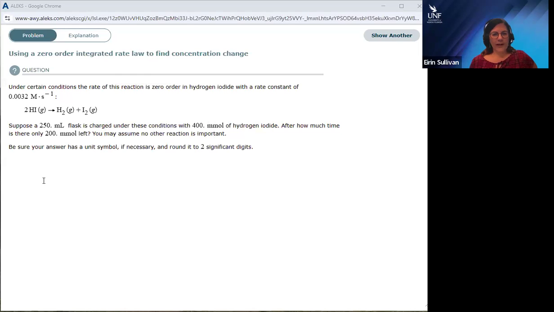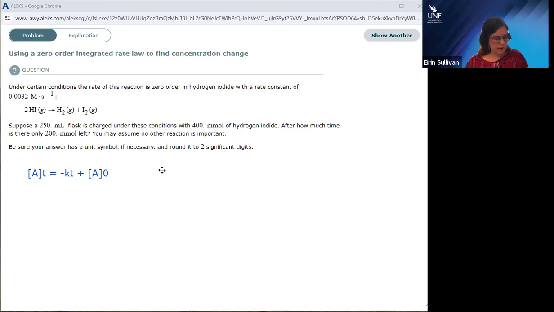Using a zero-order integrated rate law to find concentration change. So we're going to use the integrated rate law for a zero-order reaction, which is the concentration at time t is minus the rate constant times whatever the time is, plus the concentration of our reactant at t equals 0, aka the initial concentration.